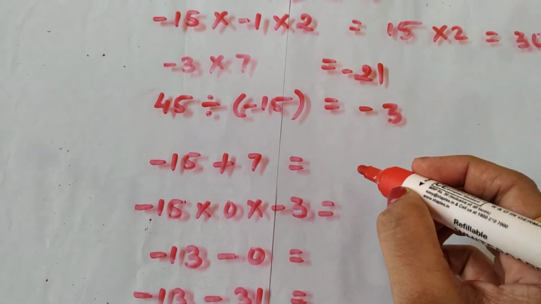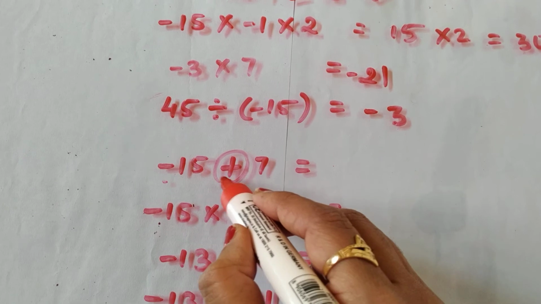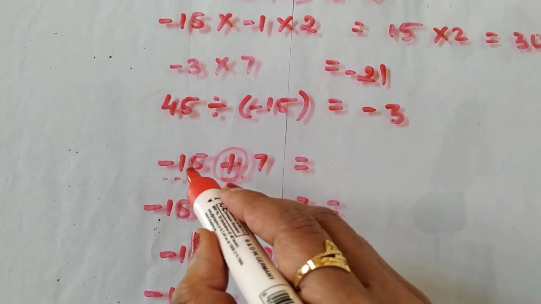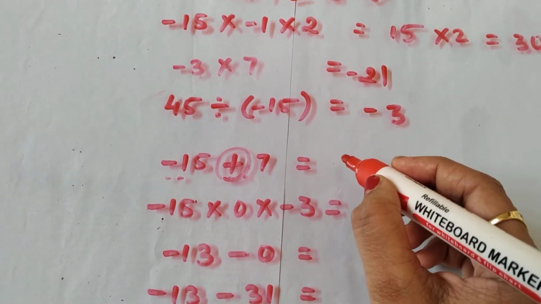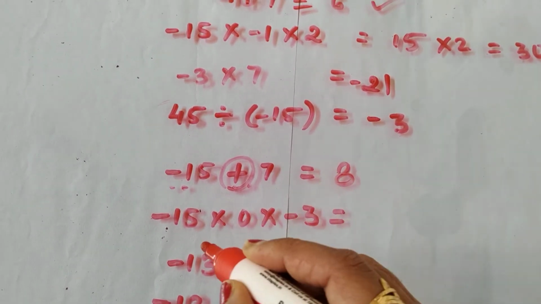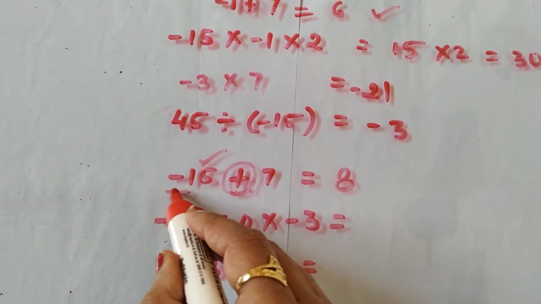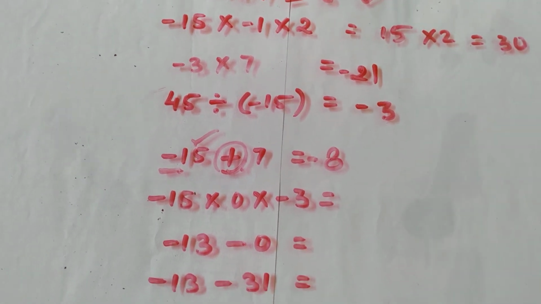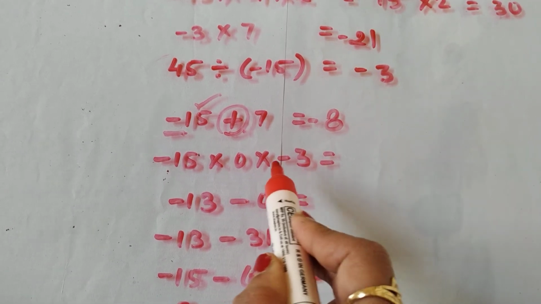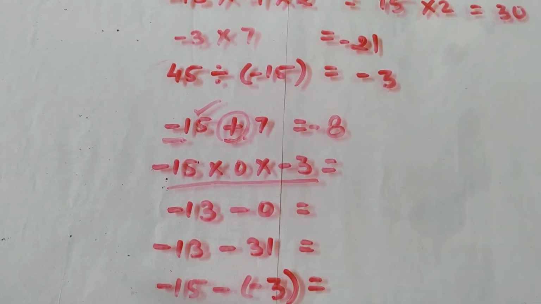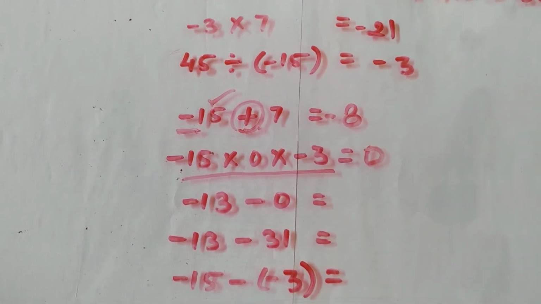Minus 15 plus 7, here the operation is addition but both signs are different, so we always subtract smaller from larger. 15 minus 7, you got 8. Which number is greater numerically? 15. What is the sign? Minus, so the answer is minus 8. Now 0 multiplied by 15 and minus 3, the whole multiplication process is given and we are going to multiply it with 0, so clearly the answer is 0.